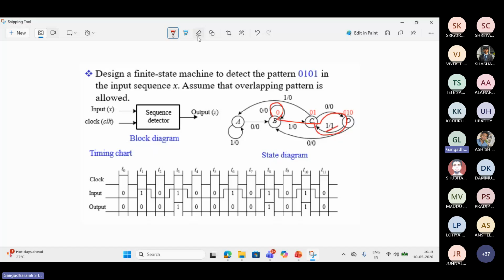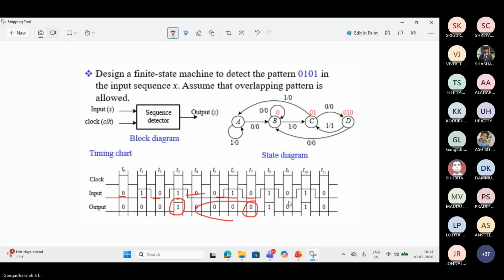Just see, that is clearly mentioned here. 0 I give, 1 I give, 0 I give, 1 I give. What is the output? It is 1. 0 0 1 0, what is the output I am getting? 0 0, because I am not getting the 0101 sequence.